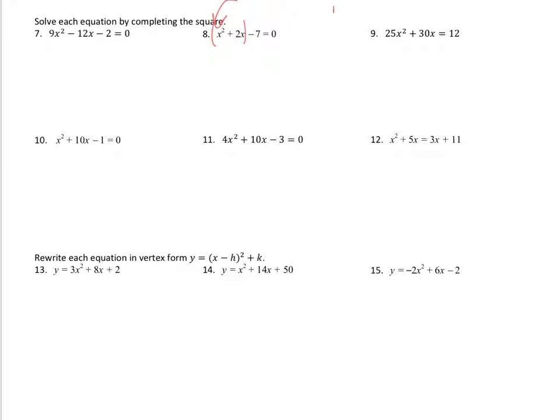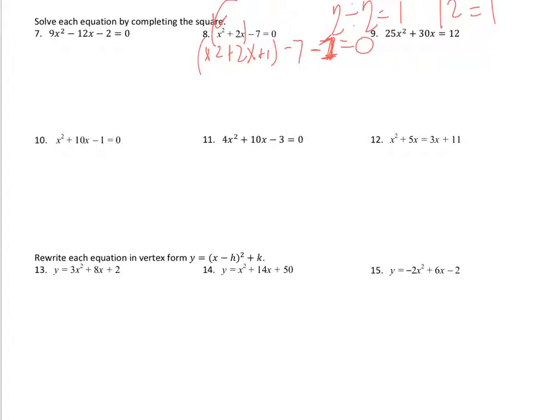So I'm looking at the 2. I need to divide that in half, which is 1. And then I square it and get 1, and that's the number I need to add to make a perfect square trinomial. So I have x squared plus 2x plus 1. And then I still have that minus 7, and I added 1 in, so I need to subtract 1 out. And that gives me 0.